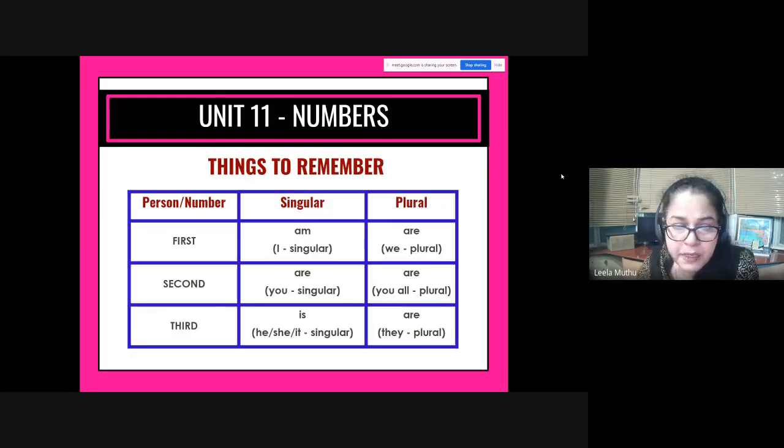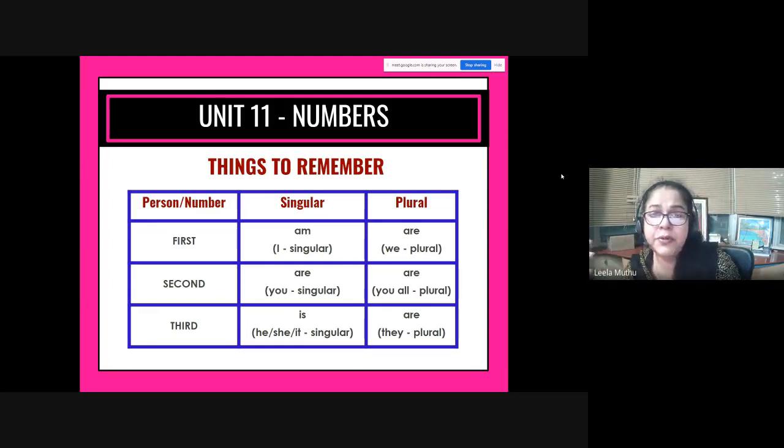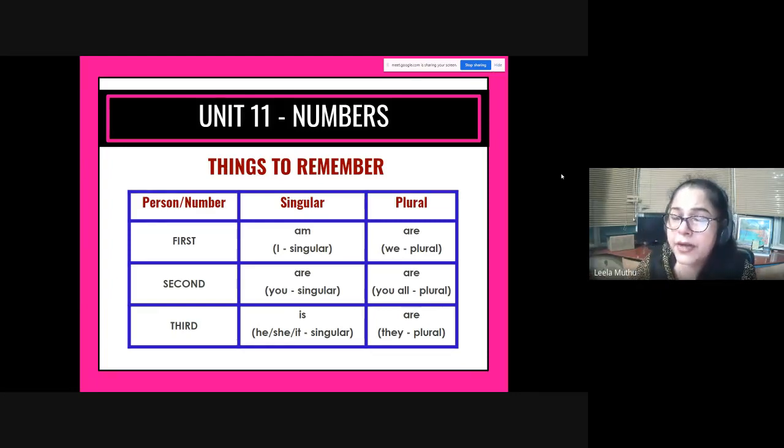All right, so now let's look at this table. You have person and number, which is basically the first person singular, the second person singular, and the third person singular in the middle column, and you have the first person plural, second person plural, and the third person plural. So first person singular is I, okay? First person plural is we. These are the people who are doing the talking. I am doing the talking. If I'm with somebody, we are doing the talking, it is plural. So that is the first person plural.